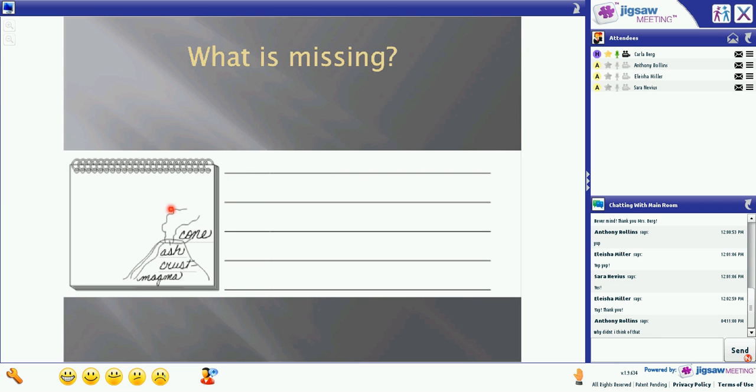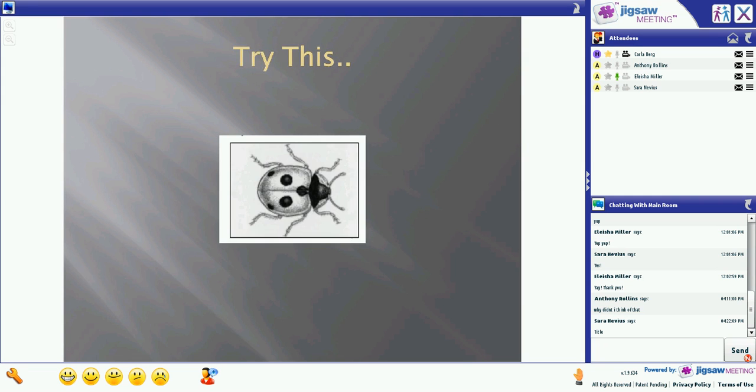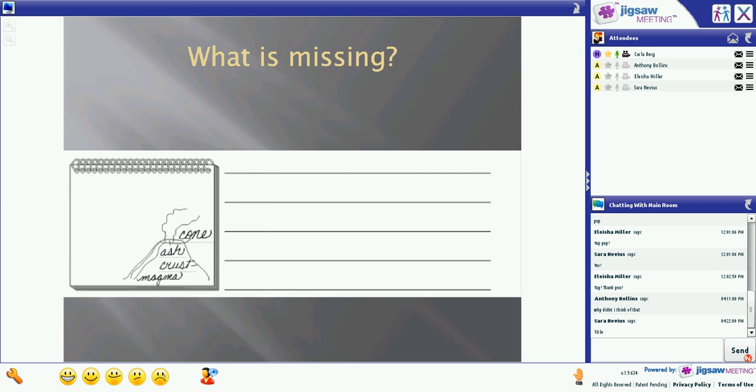I'll give you a hint. With my laser pointer, one of the things should go up here. Alicia, go ahead. A title. Awesome. The title is missing, and there's something else missing.